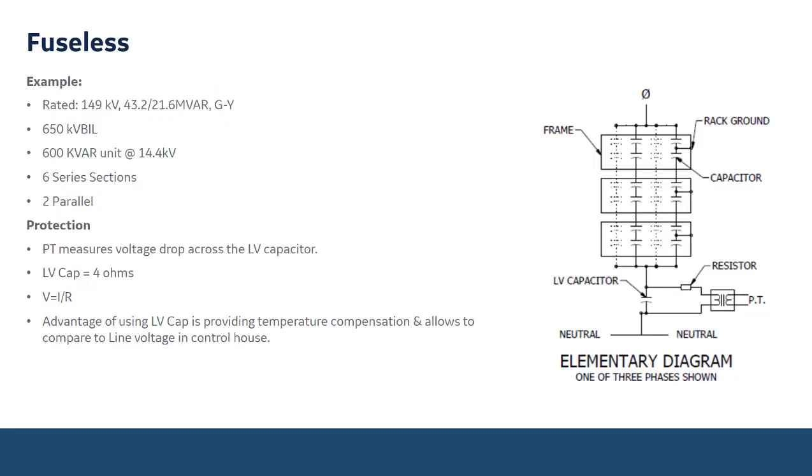This is the elementary diagram of that same fuseless 149 system. It identifies each rack, 2 series sections in each rack. Each rack is then insulated from each other and utilizes a protection scheme using a PT that measures the voltage drop across the low voltage capacitor. That low voltage capacitor is 4 ohm. So we use V over IR, and that's how that PT does monitor if there's a capacitor that does fail on that phase.